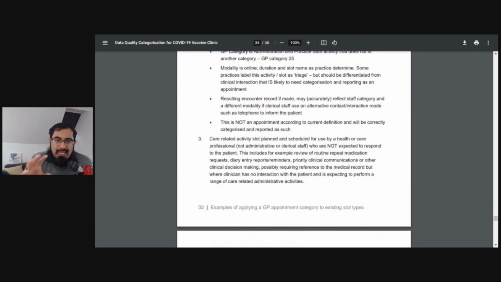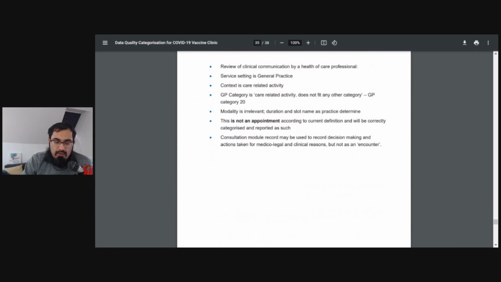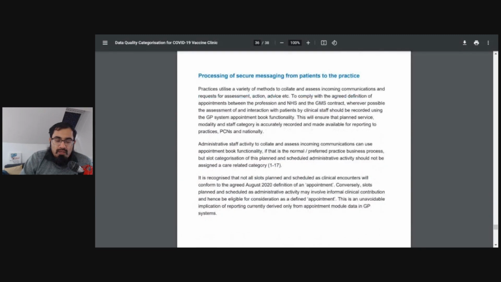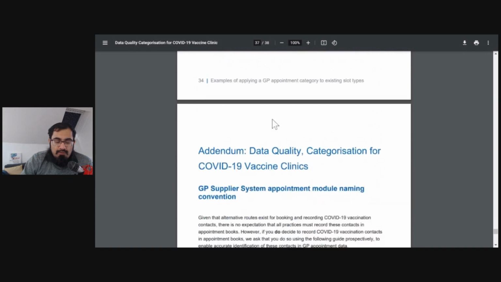So it's important to recognize that key difference of its involvement with the direct contact with the patient, whether that's through an online route, a telephone route, a video route, a face-to-face route, or a visit route. So important to recognize that part. And then finally, it talks about secure messaging processing. Again, it's a similar process, basically. It's based on whether or not you've got an encounter with a patient.